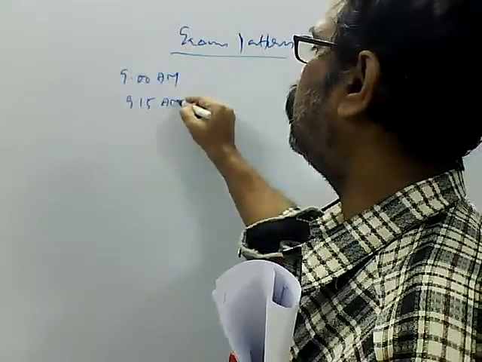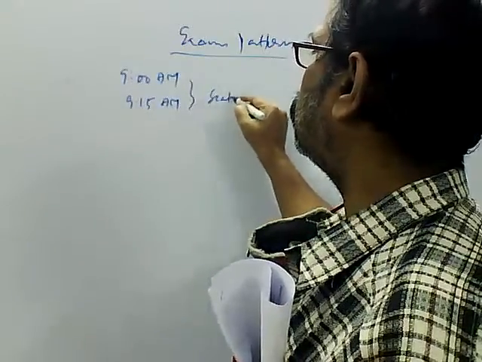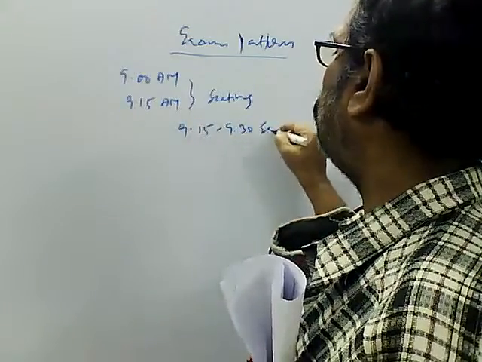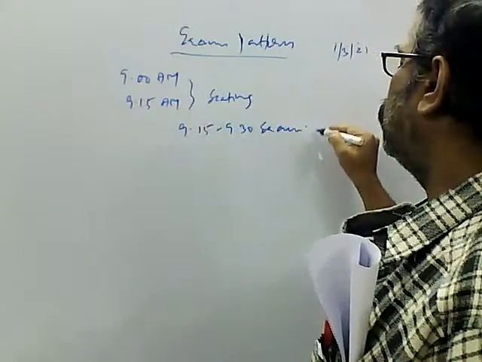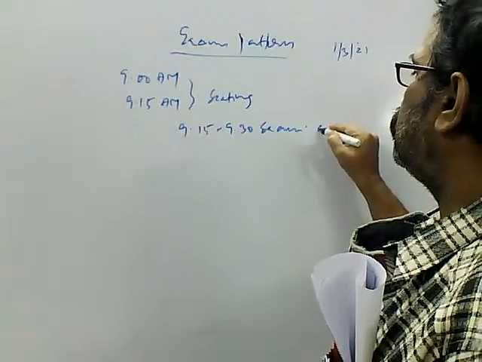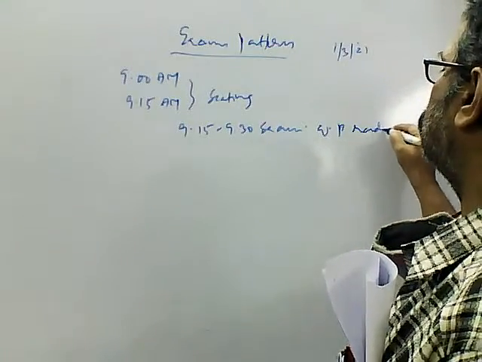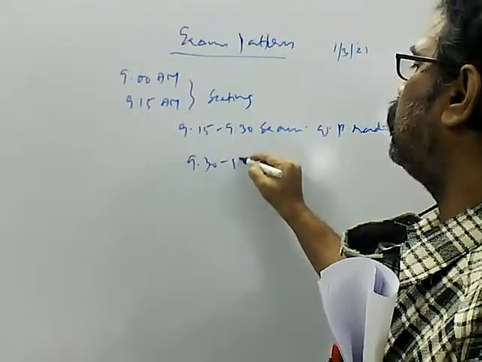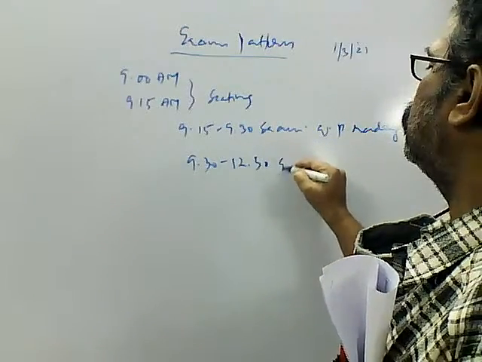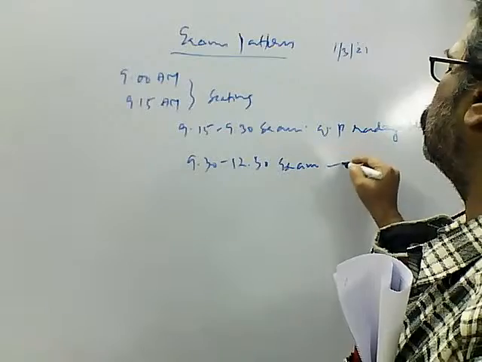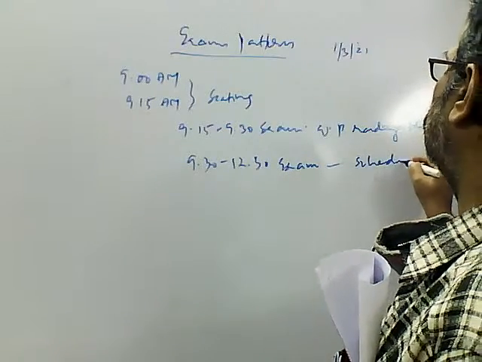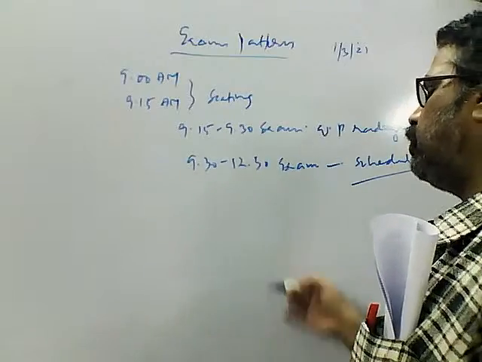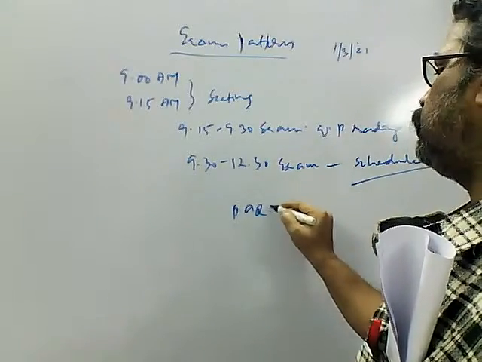9:15 seating and then 9:15 to 9:30 maybe question paper reading time, and again 9:30 to 12:30 is your exam schedule, 3 hours. Okay, and usually part A has 2 sections.